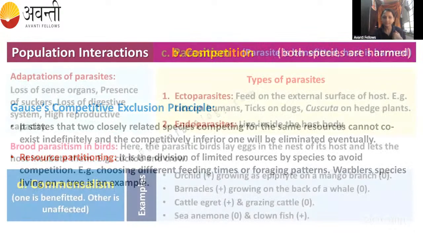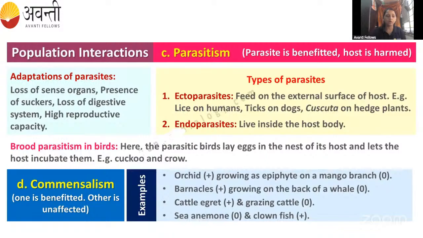Then coming to parasitism, you all know that if the parasite lives on the organism, it is called an ectoparasite, living on the external surface. Examples are lice, ticks on dogs, and the Cuscuta plant. Then the endoparasites, those are roundworms and platyhelminthes, which live inside the body, in the intestine. That is called an endoparasite.